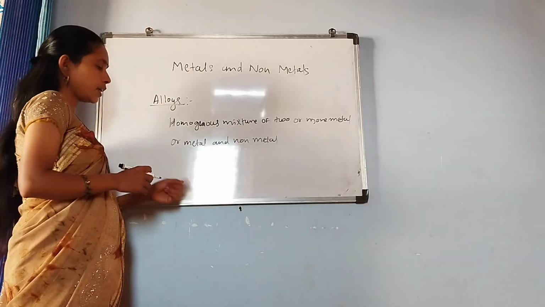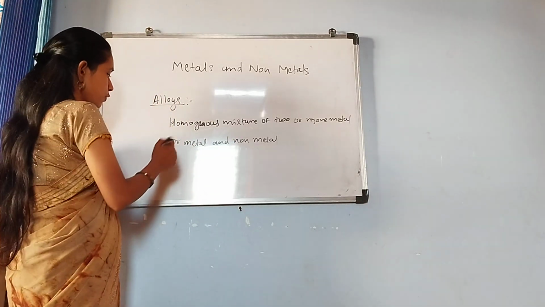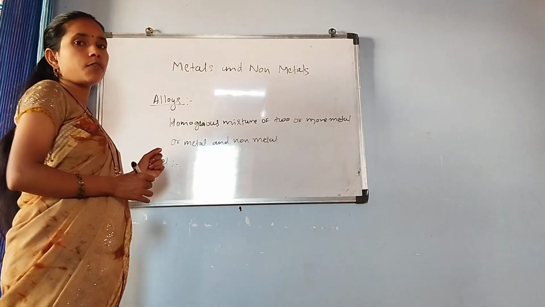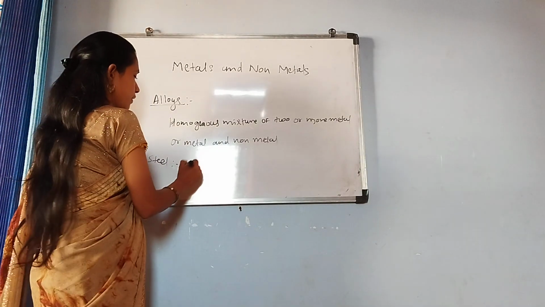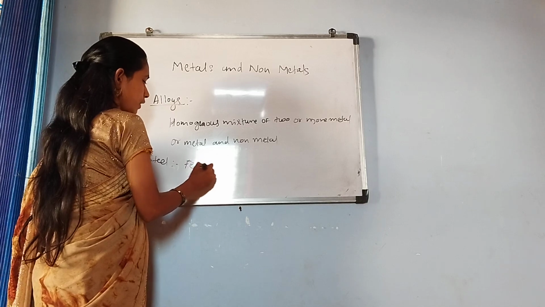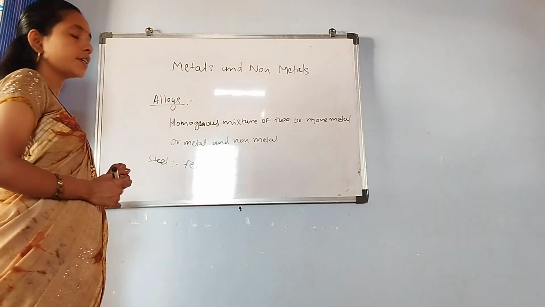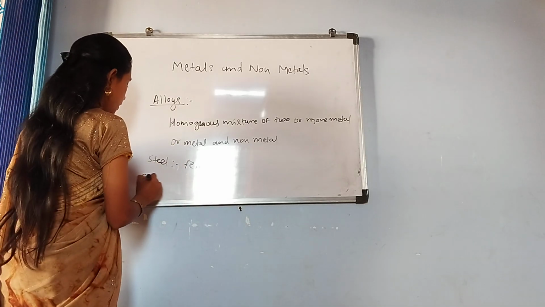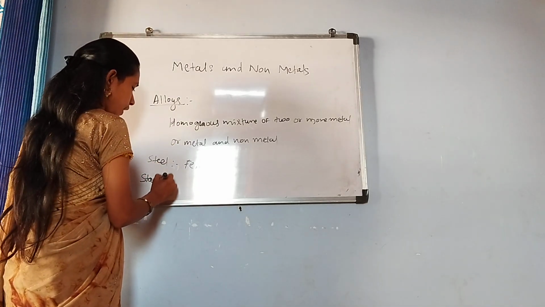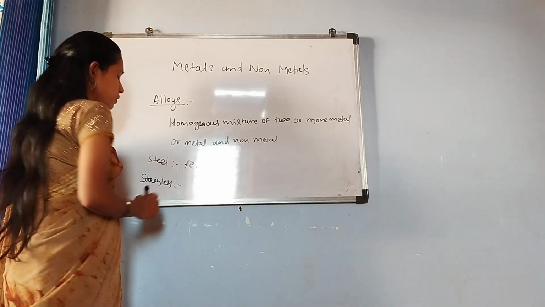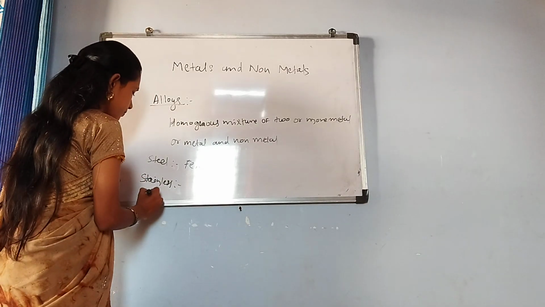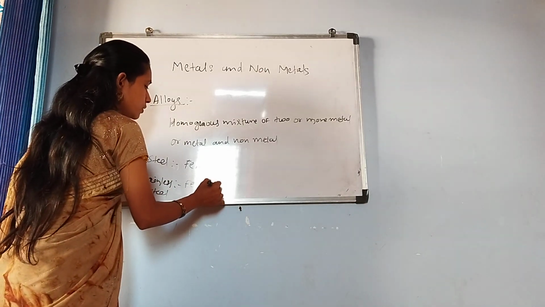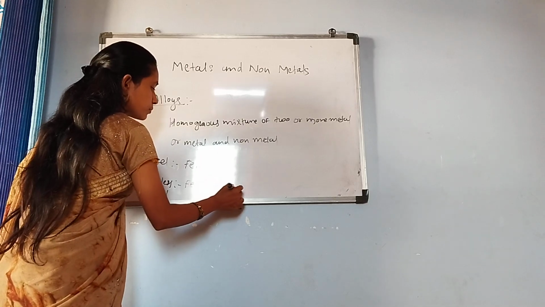So I'll just write down some examples of alloys here. One, we can take an example of steel. Steel is made up of iron and carbon. And stainless steel is made up of chromium, nickel, iron and carbon. So we are using these in our daily life. Stainless steel is made up of iron, carbon, nickel and chromium.